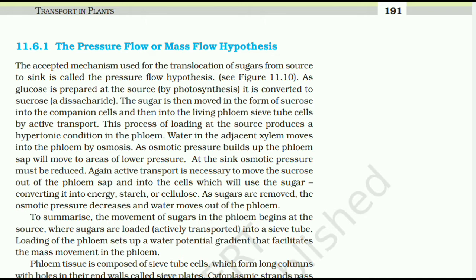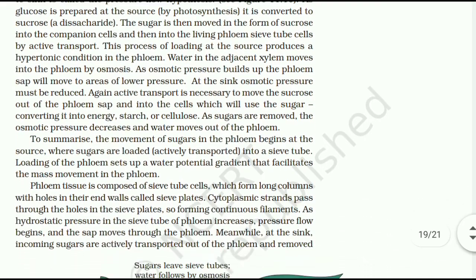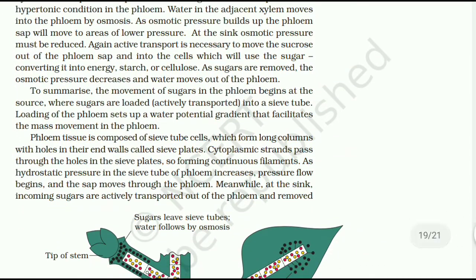Again, active transport is necessary to move the sucrose out of the phloem sap into the cells which will use the sugar, converting it into energy, starch or cellulose. As sugars are removed, the osmotic pressure decreases and water moves out of the phloem. To summarize, the movement of sugars in the phloem begins at the source, where sugars are loaded, actively transported into the sieve tube. Loading of phloem sets up a water potential gradient that facilitates the movement in the phloem.